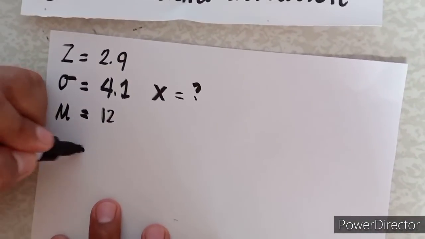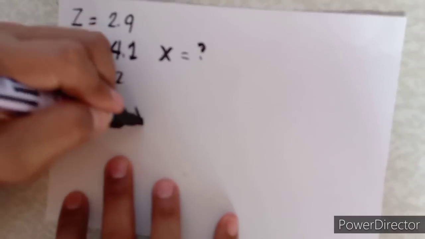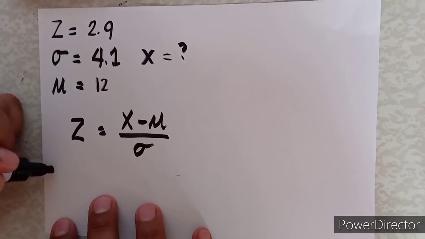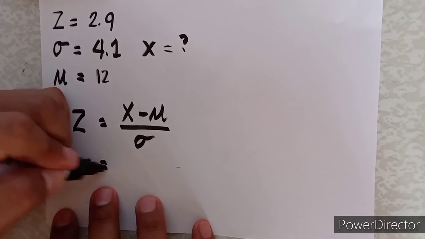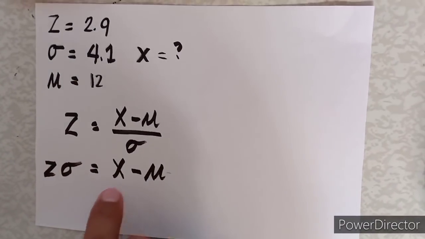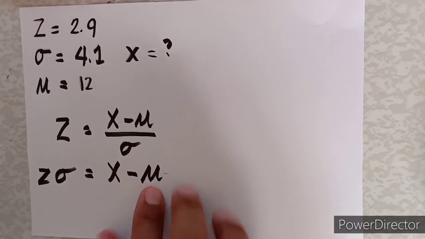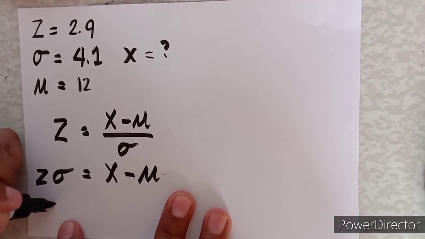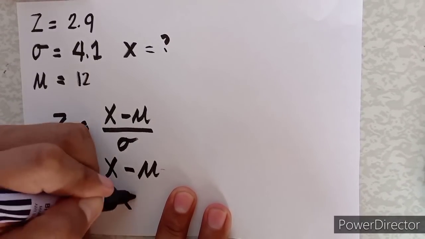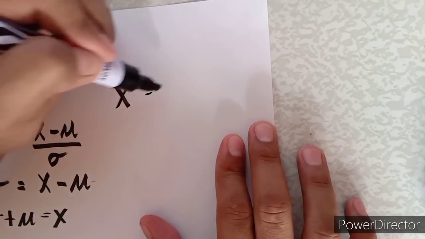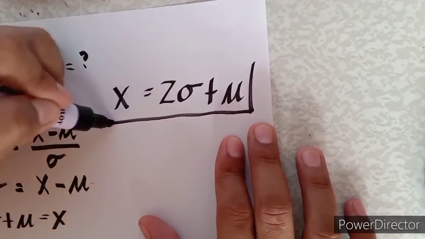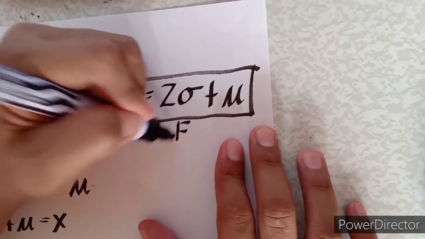Going back to our original equation, Z is equal to X minus mean all over standard deviation. Cross multiply again: Z times standard deviation is equal to X minus mean. What we are looking for is X, so let's transpose the negative mean. It becomes positive. So we have X is equal to Z times standard deviation plus mean. This is our formula 4.